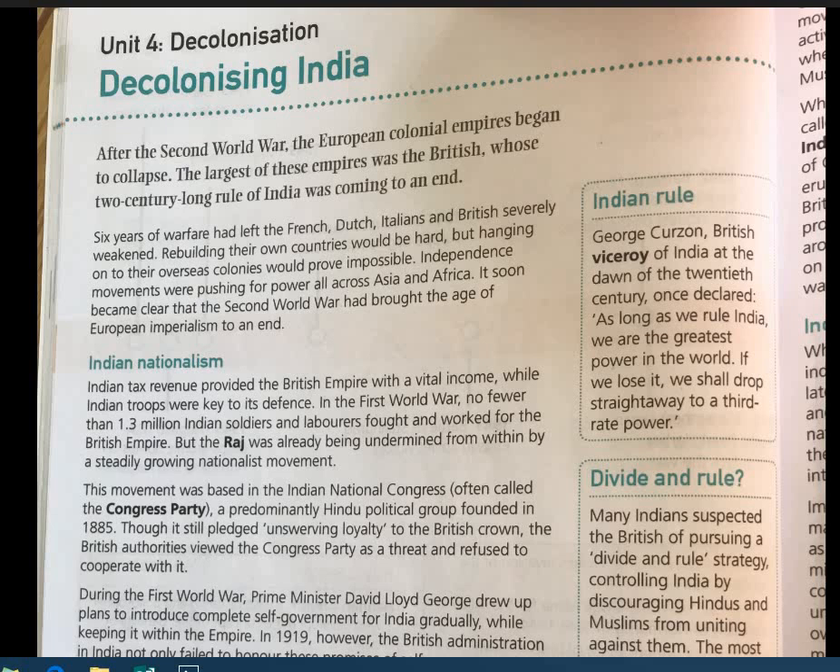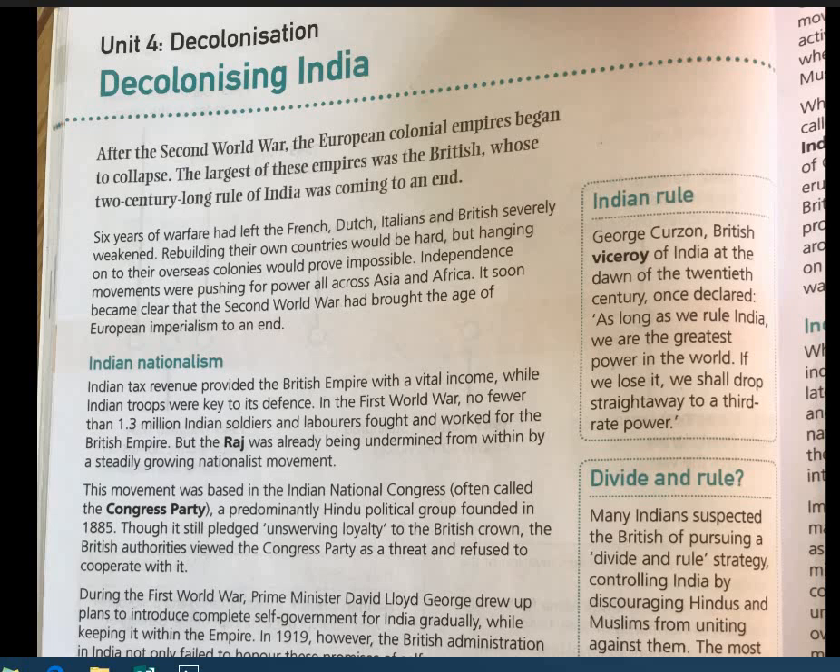Now, in the First World War, it was Indian soldiers, but it wasn't just Indian soldiers. There were other soldiers from different countries that were part of the British Empire, for example, Australia as well. So, this movement was based in the Indian National Congress, often called the Congress Party, a predominantly Hindu political group founded in 1885. Though it still pledged unswerving loyalty to the British Crown, the British authorities viewed the Congress Party as a threat and refused to cooperate with it.